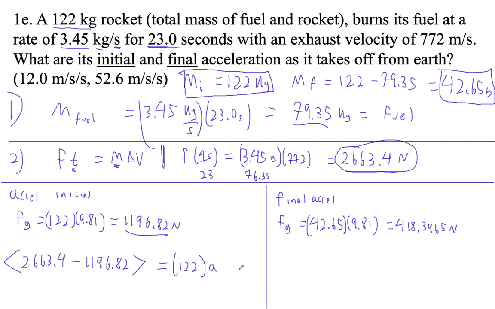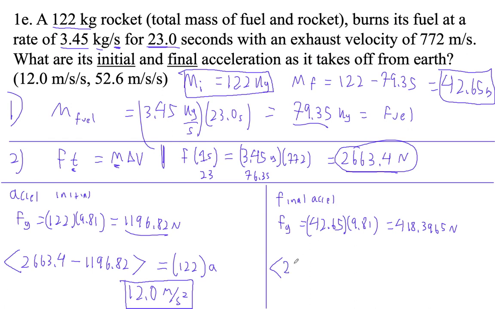Okay, so let's do this. 2663.4 minus 1196.82. That's 1466.58 divided by 122. And that's 12.02. So 12.0 meters per second squared is our stately initial acceleration. Right? Okay, and then basically, like the model rockets I had, they took off like a bullet. You couldn't see them, except for like the big ones, right? Okay, so here we have the same thrust.